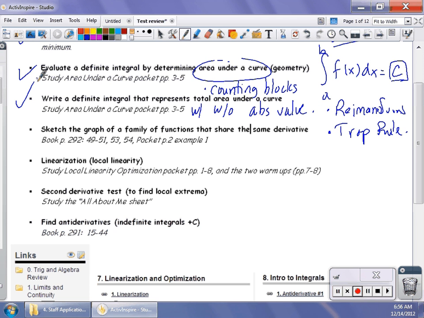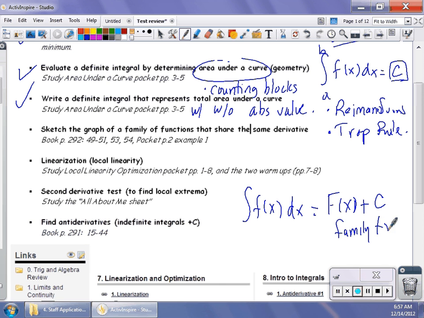Sketching the graph of a family of functions that share the same derivative. Remember, when you find the antiderivative of a function, and this is a general antiderivative, you get the original function plus c, which is a constant of integration, and this is the family of functions that we're talking about. The family of functions differ by a vertical translation, so you have an infinite number of functions that share the same derivative, and some page numbers in the book that you can use to look at that.